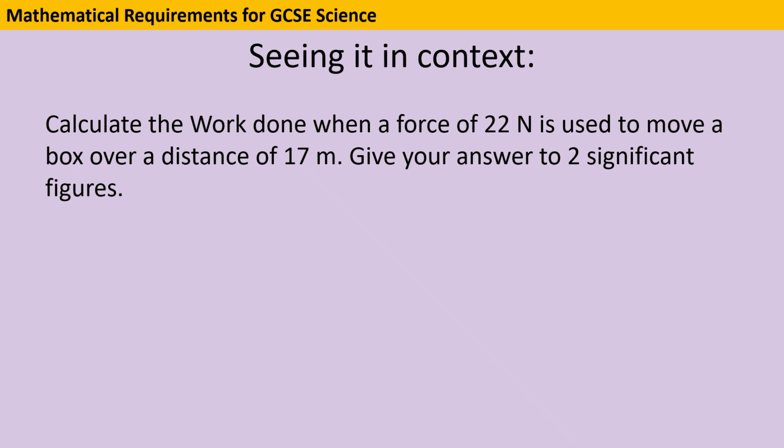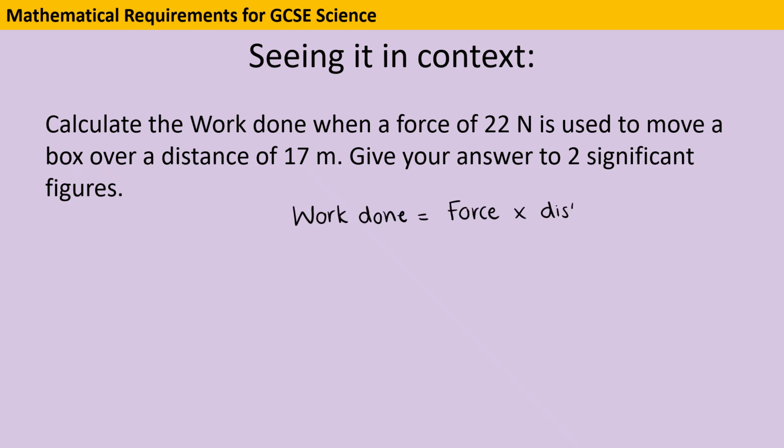So what might this look like in an actual GCSE Science question? Here's a physics question. Calculate the work done when a force of 22 newtons is used to move a box over a distance of 17 metres. Give your answer to 2 significant figures. Now the reason we're being asked to do that is that the data we're working from, the 22 newtons and the 17 metres, are both to 2 significant figures.